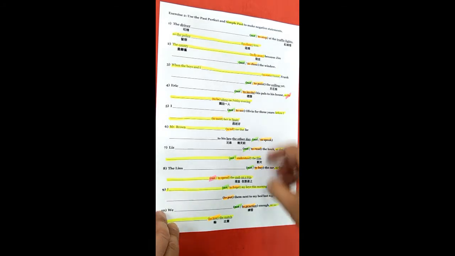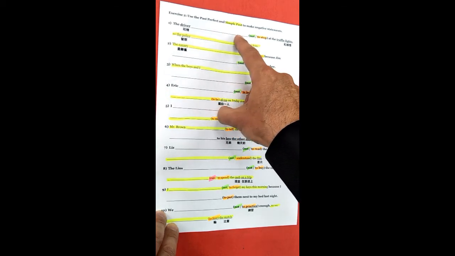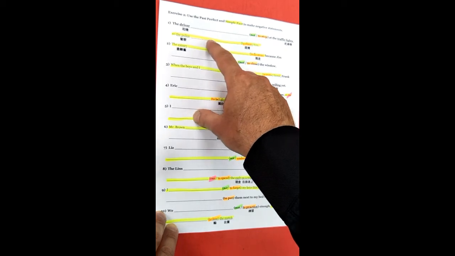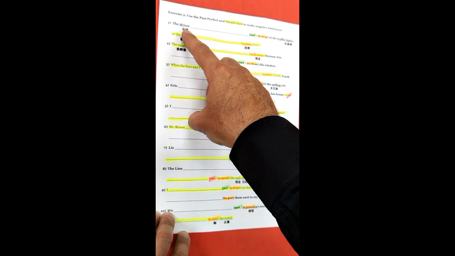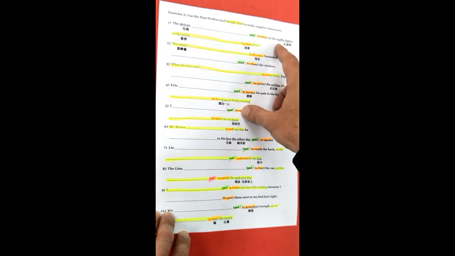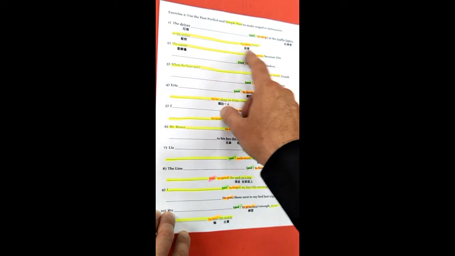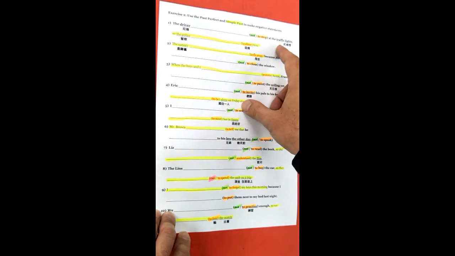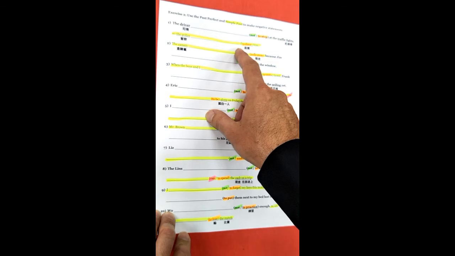Number 1, to stop. Stop, stopped, stopped. To chase. Chase, chased, chased. The driver hadn't stopped at the traffic lights, so the police chased him.